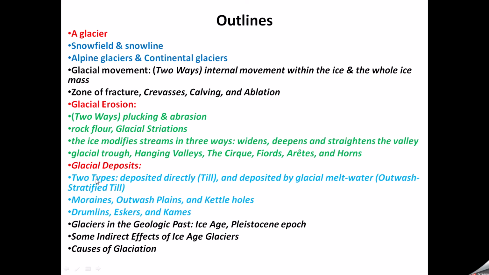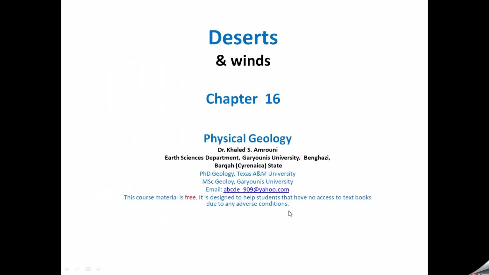Glacial deposits, two types: deposited directly, we call it till, very poorly sorted, and deposited by glacial meltwater, outwash or stratified drift. Moraines, outwash plains and kettle holes, drumlins, eskers, and kames. Glaciers in the geological past, Ice Age, Pleistocene epoch, some indirect effects of Ice Age glaciers, causes of glaciation.